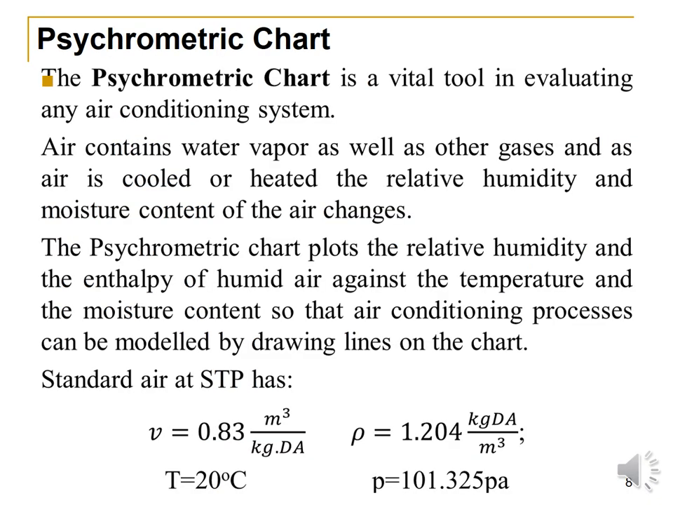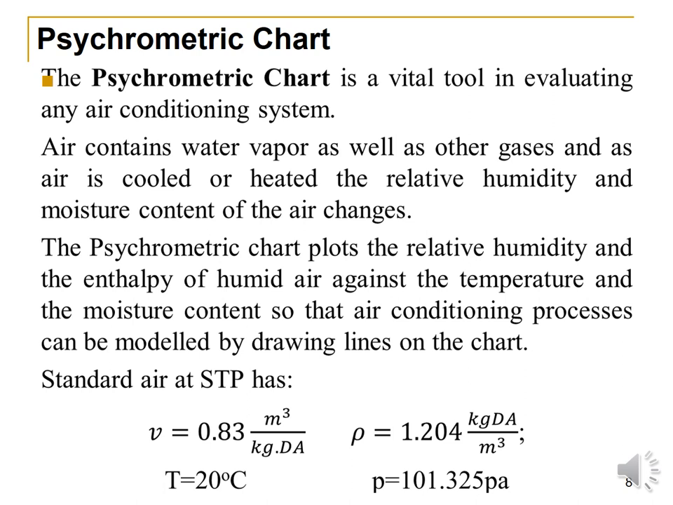So one more slide on the psychrometric chart is also important. The psychrometric chart is a vital tool in evaluating any air conditioning system. Air contains water vapor as well as other gases, and as air is cooled or heated, the relative humidity and moisture content of the air changes. The psychrometric chart plots the relative humidity and the enthalpy of humid air against the temperature and moisture content so that air conditioning processes can be modeled by drawing lines on the chart.